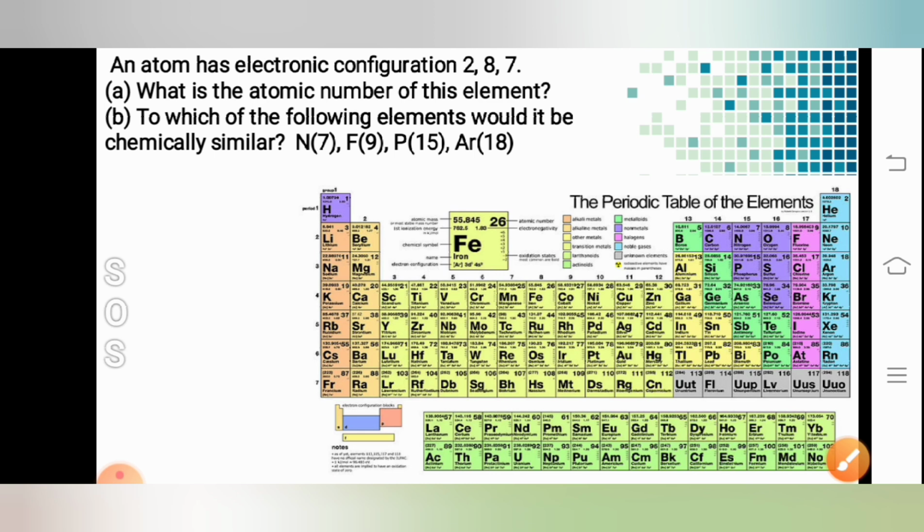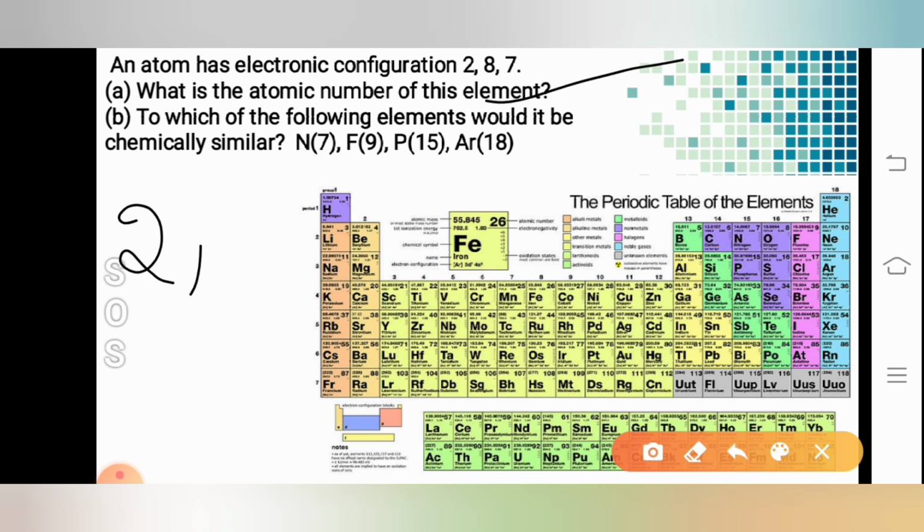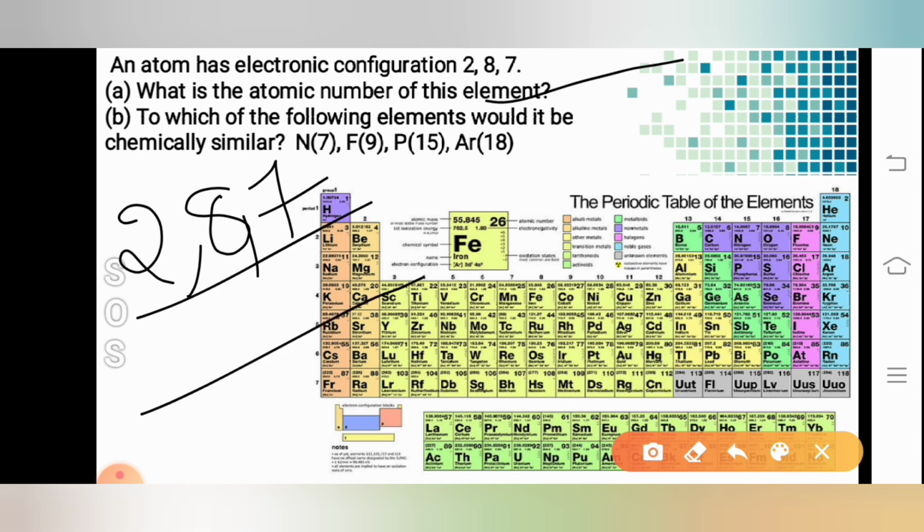And the next question is, an atom has the electronic configuration of 2, 8, 7. What is the atomic number of that element? Very simple. How to identify the element? Just add this electronic configuration. You will get a sum of 17. Now the atomic number is 17. So look at the periodic table, which is the 17th element? It is chlorine. Clear?